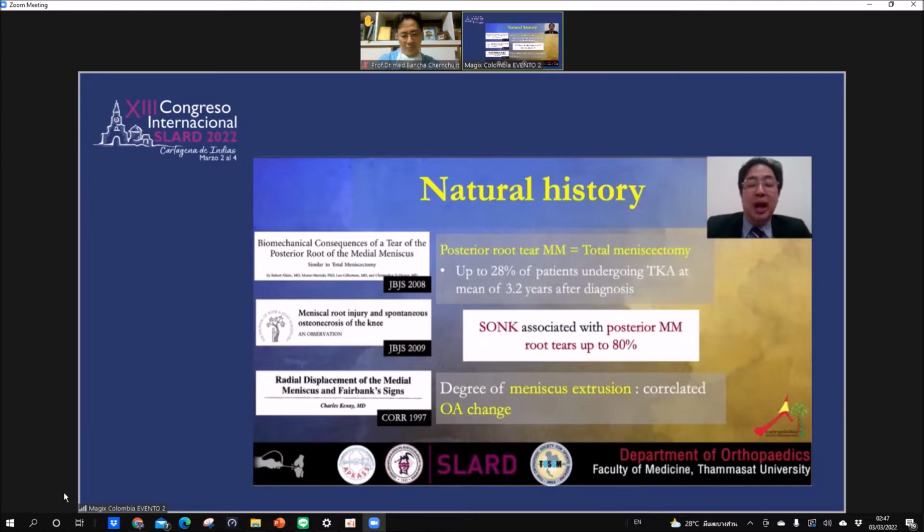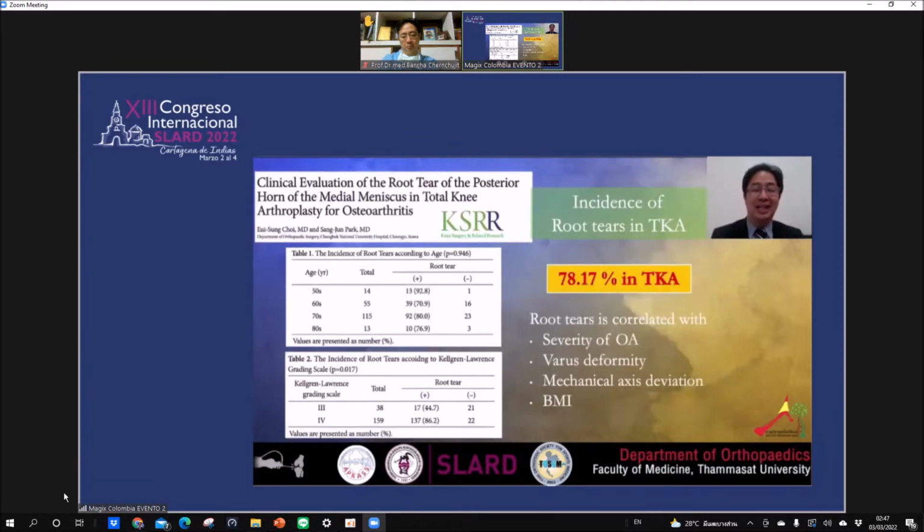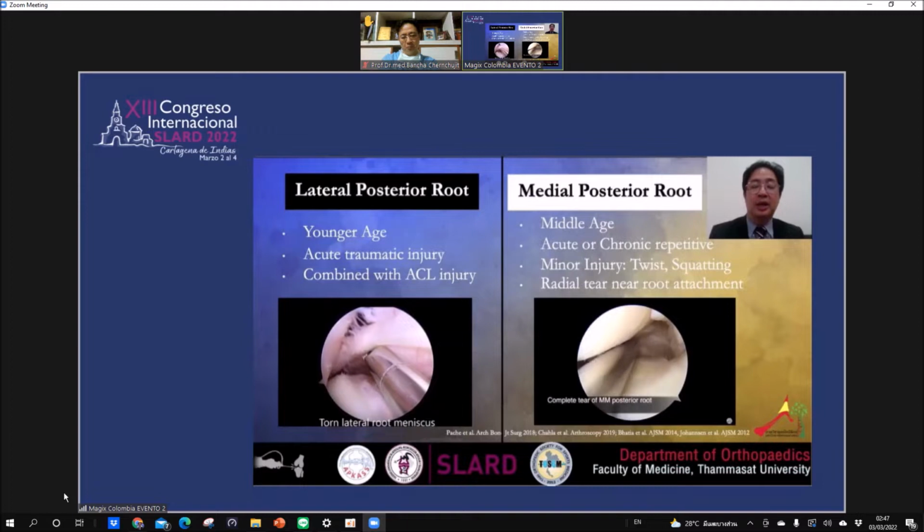One article found that one third of the patients need joint replacement 3 years after the initial diagnosis. A JBJS 2009 article mentioned the high correlation of osteonecrosis and root tear. They concluded that 80% of osteonecrosis is associated with medial meniscus root tear. This literature concluded that the incidence of medial meniscus root tear is very high, nearly 80% in primary total knee replacement.